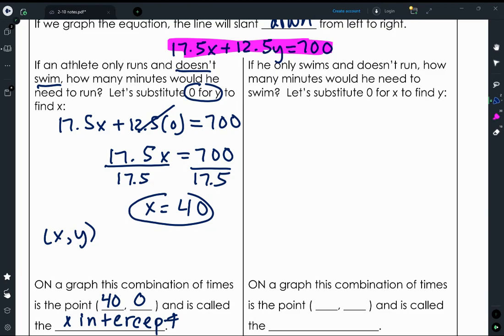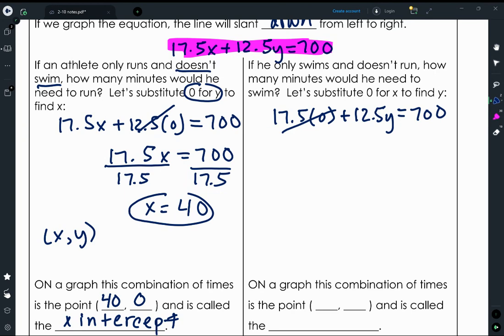If he only swims and doesn't run, how many minutes would he need to swim? So now we're going to say 17.5 times 0 plus 12.5y equals 700. So this is going to take more minutes, right? Because it seems like we burn quite a bit more calories, 5 more calories. So maybe almost a quarter more, third to a quarter more by running than we do swimming. So it's going to take more time.